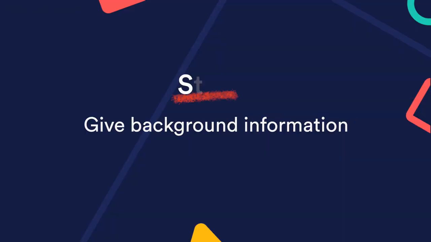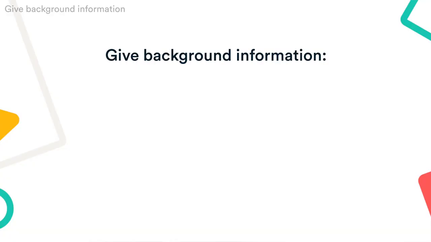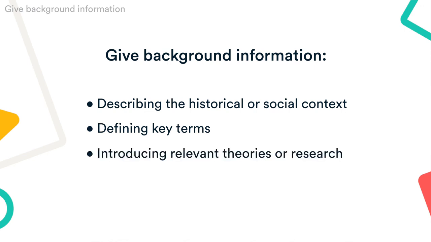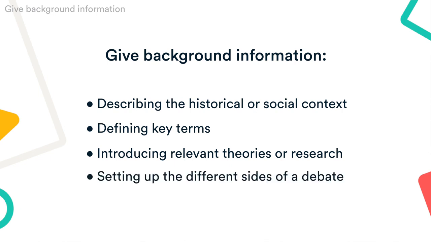Step 2. Give background information. Next, give your reader the background they need to understand your argument. Depending on the subject of your essay, this might include describing the historical or social context, defining key terms, introducing relevant theories or research, or setting up the different sides of a debate.